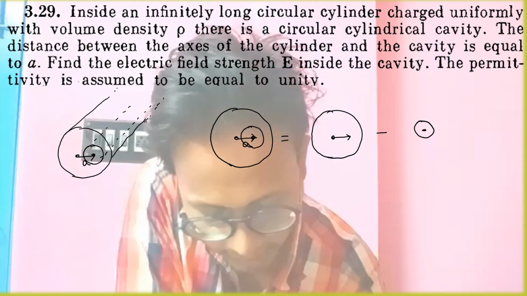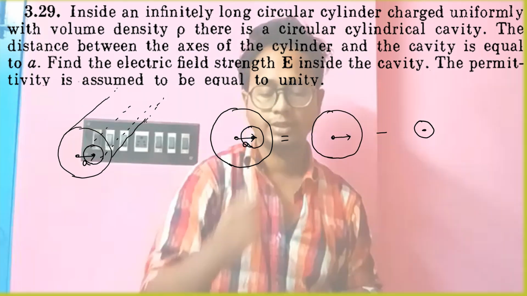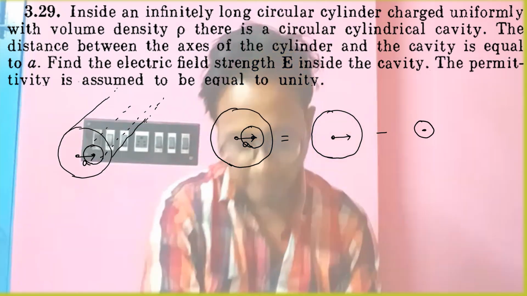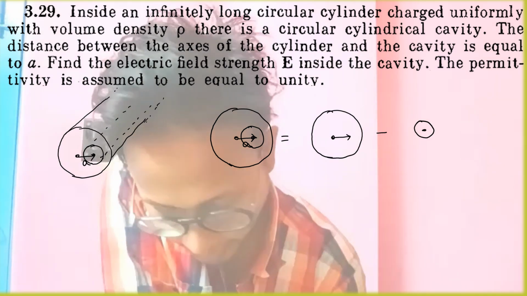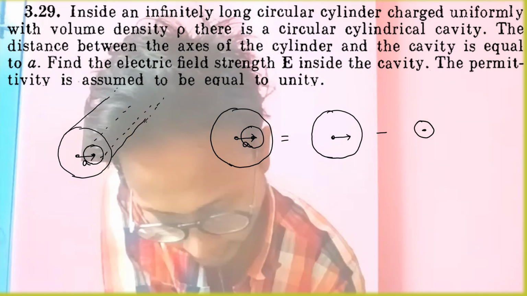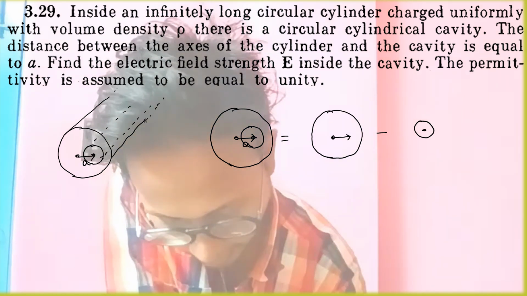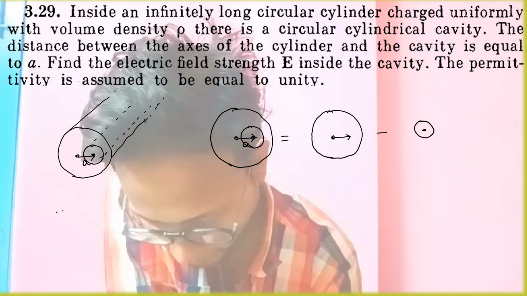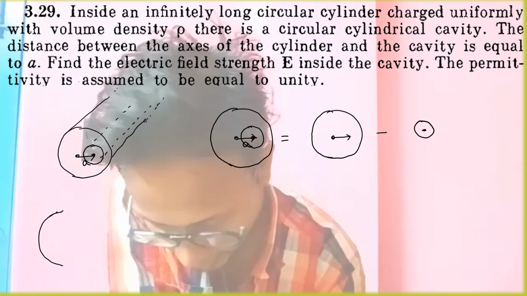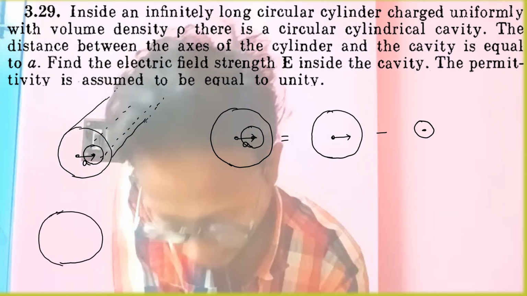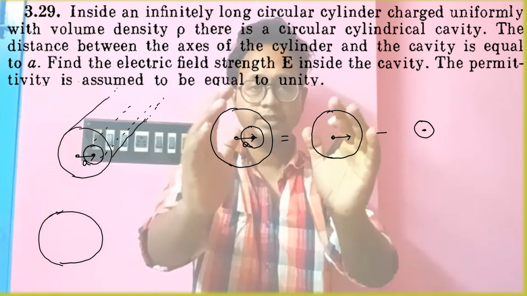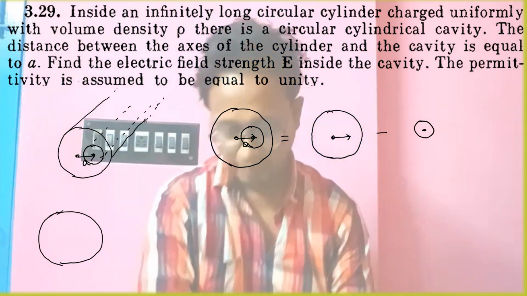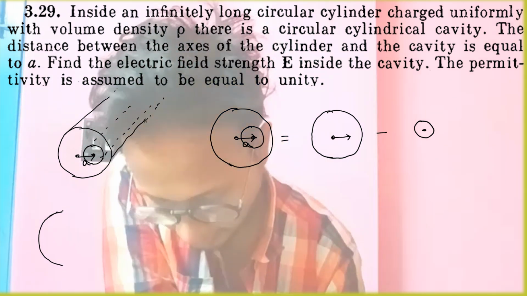What is the electric field due to a cylinder? We can use Gauss theorem. Suppose I'm taking this as a Gaussian surface, let's find the electric field due to a cylinder. This out here is a cylinder, that means the cylinder is along the z axis. It will appear as a circle in this diagram.